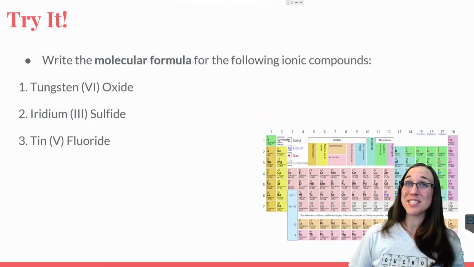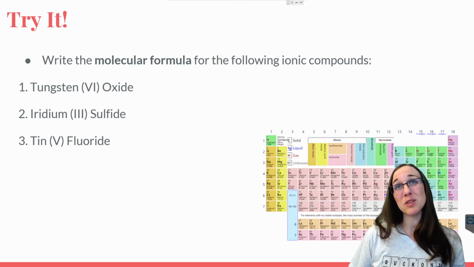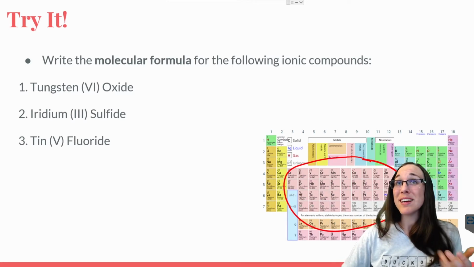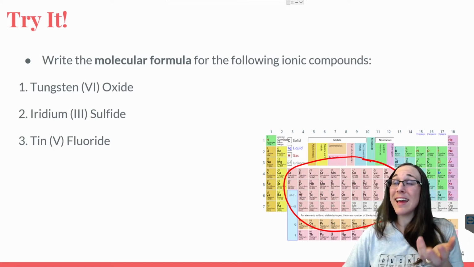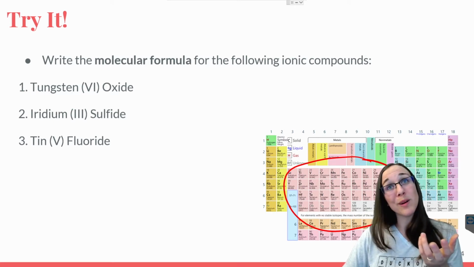All right, let's give these a try. Tungsten 6 oxide is our first one. First and foremost, where the heck is tungsten on the periodic table? Well, anytime you see a Roman numeral, you should be looking in the transition metal region, because if you see a Roman numeral, you know it has to be a transition metal. It's wearing a different charge than the other atoms with predictable charge will always wear.